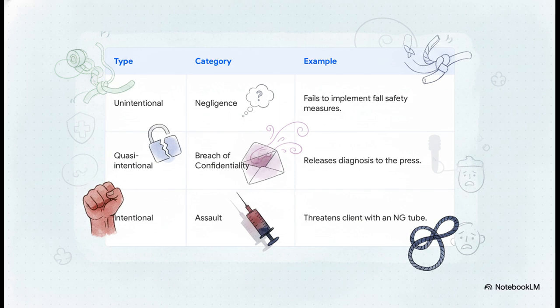Then there's this middle category called quasi-intentional. Think breach of confidentiality. You meant to share the info, but you probably didn't mean for it to cause all the resulting drama. And last, you have intentional torts. This is when you absolutely 100% meant to do the thing, like threatening a patient.